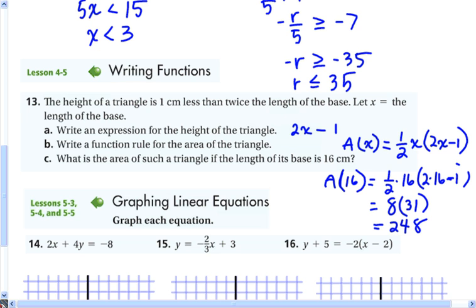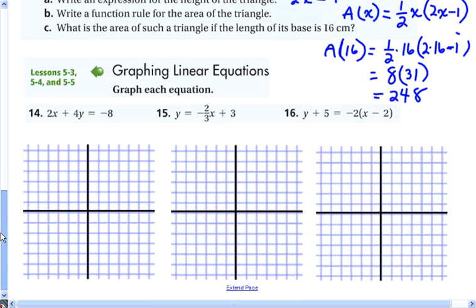All right. A little reminder on how to graph. We have 3 forms of equation here. Number 14 is in standard form. So we're going to attack that a certain way. Number 15 is in slope-intercept form. And the last one is in point-slope form. And each of those we could graph a little bit differently.